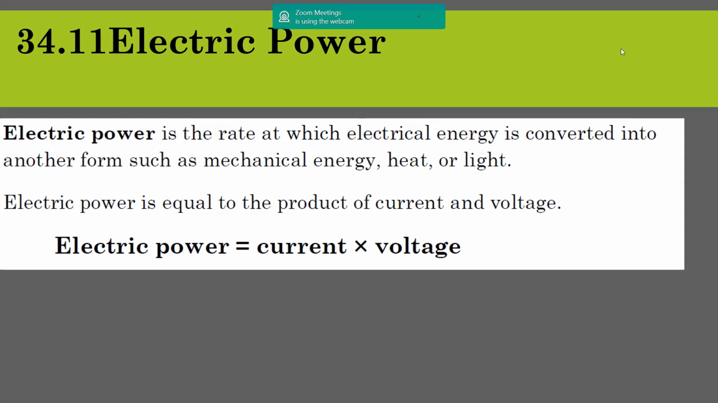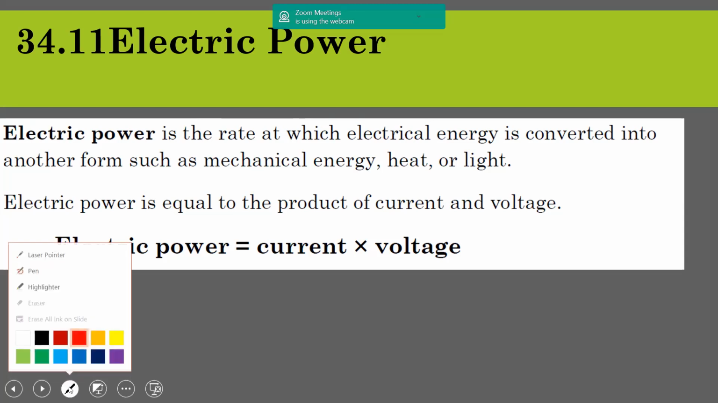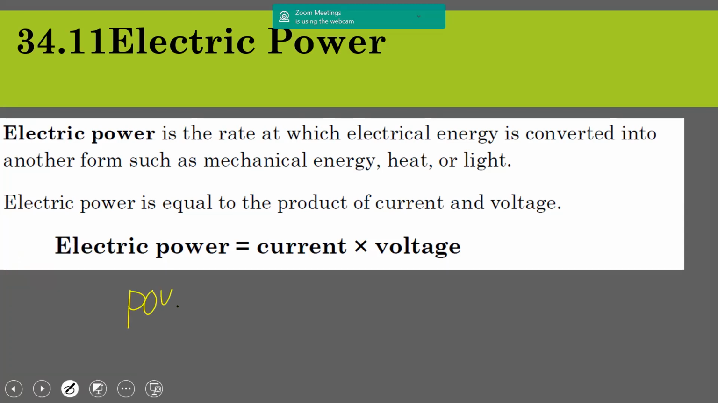How to find the electrical power is by the product of current times voltage. So if you multiply the amount of current times the amount of voltage, you will find the electrical power. So the power here is I V. This is the power, I times V.